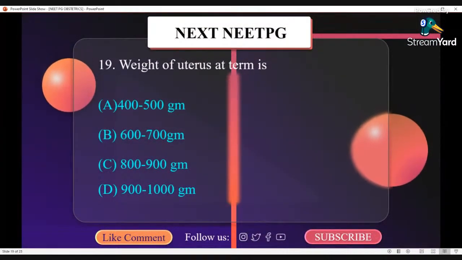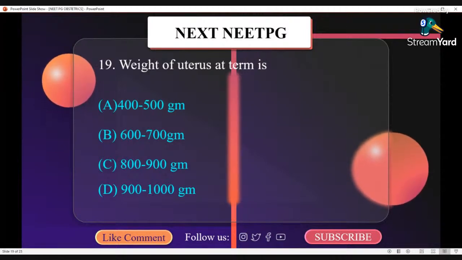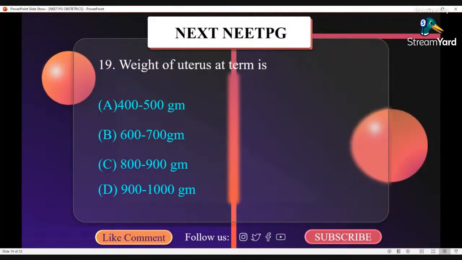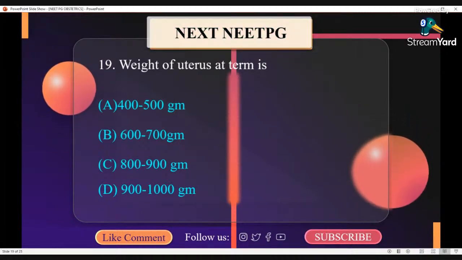Weight of uterus at term is 900 to 1000 gram. Options are A. 400 to 500, B. 600 to 700, C. 800 to 900, D. 900 to 1000 gram. So the correct option here is D. 900 to 1000 gram.